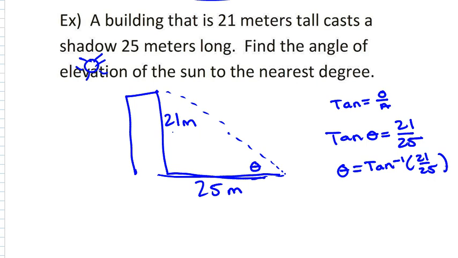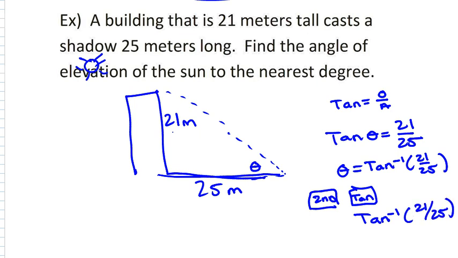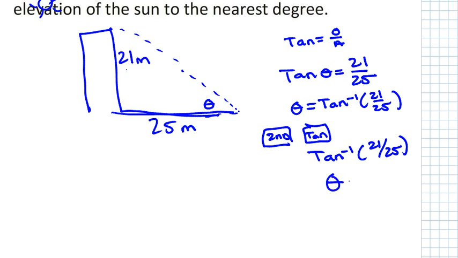So you type that in your calculator. Remember, you hit the second function key, and then you hit tangent. And it should give you tangent inverse 21 over 25 on your calculator. And when you type that in, you'll get that theta is approximately 40 degrees. It says 39 point something, I think, and you round it to 40, or it might say 40.1. And because it wants it to the nearest degree, it is 40 degrees.